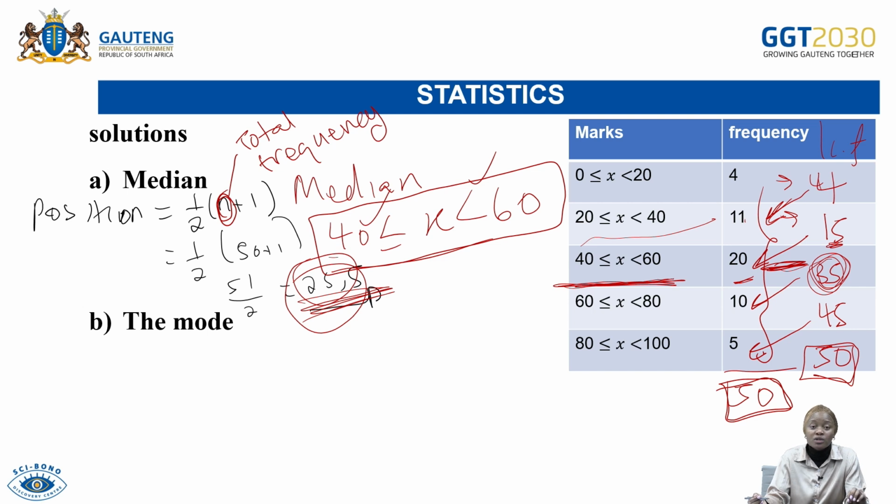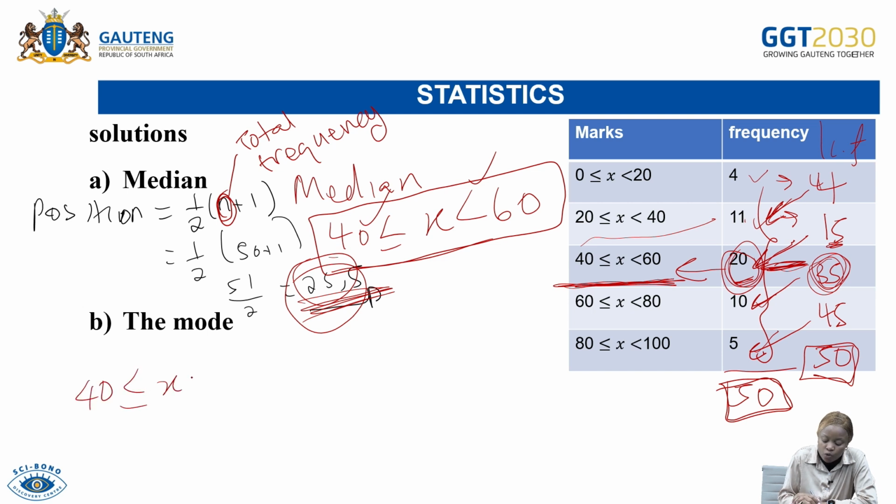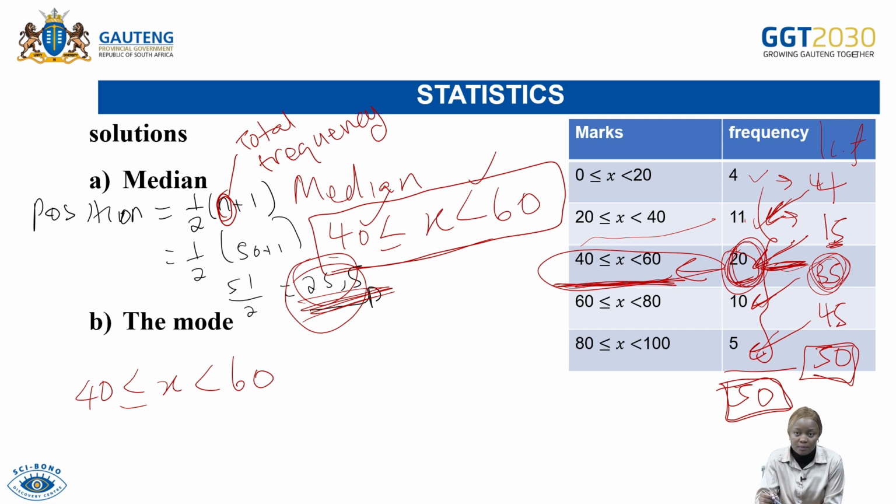So now your mode in grouped data is going to be the one with the highest frequency. If I'm checking my frequency, I check the class interval with the highest frequency. If I check nicely, I can see here I've got 4, I've got 11, and then I've got 20, I've got 10, I've got 5. So it means 20 is the highest. So my mode is going to lie where x is greater than or equal to 40 and where x is less than 16. So it's going to lie in this interval because my frequency there is high, right?